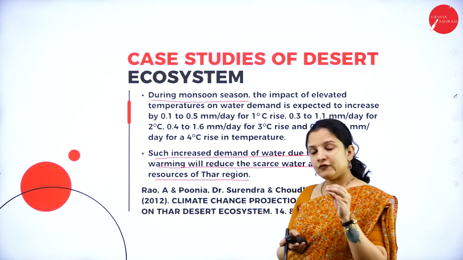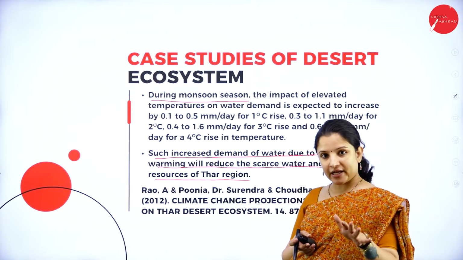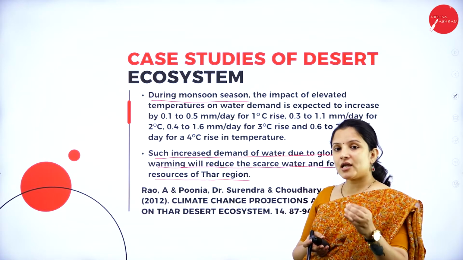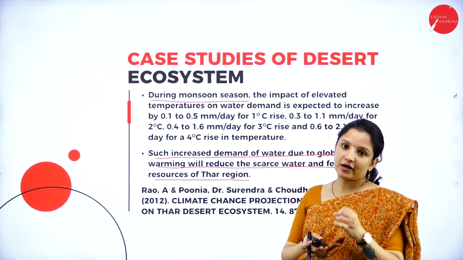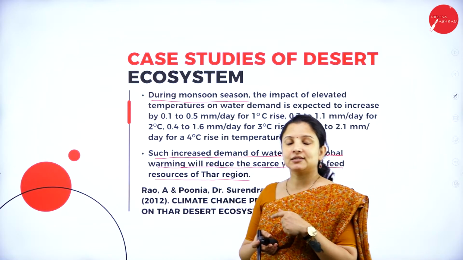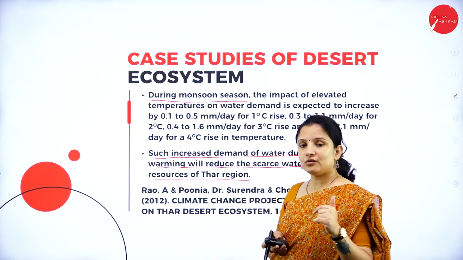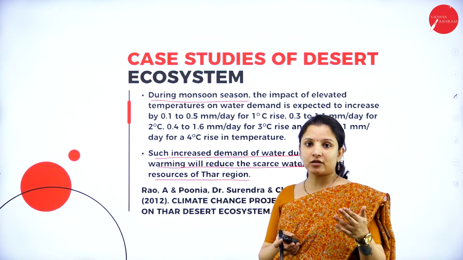We might think that, okay, anyway the Thar region is arid, so what might happen? But still there, the change in the climate can alter the complete population of the flora and fauna of that particular region. So what happened according to this case study? The temperature increased. There was also not much increase in the annual rainfall, but a little increase.